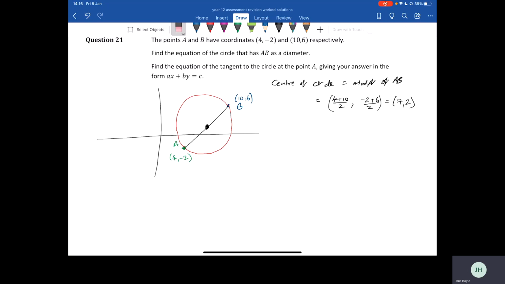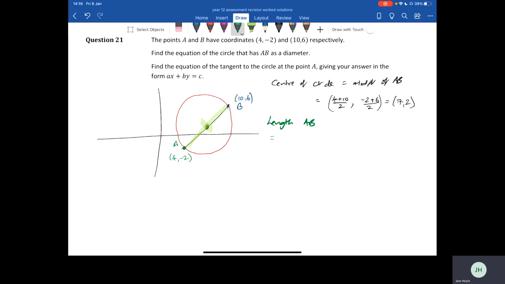To find the radius, I can find the length of AB. If I can find the length of AB and then halve that, that of course is going to get me my radius. So for the length of AB, we are essentially using Pythagoras, aren't we?